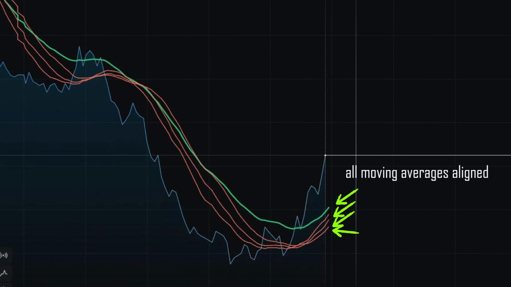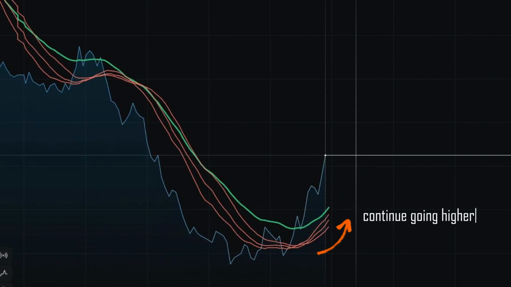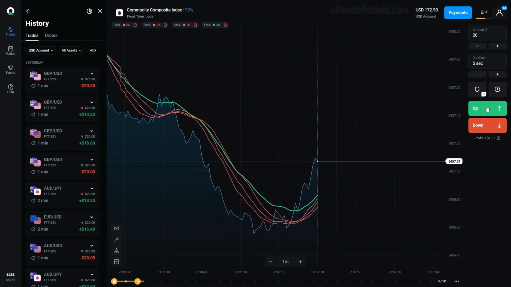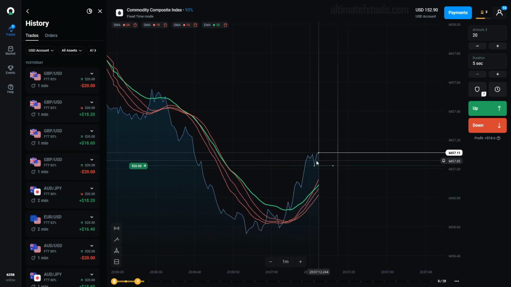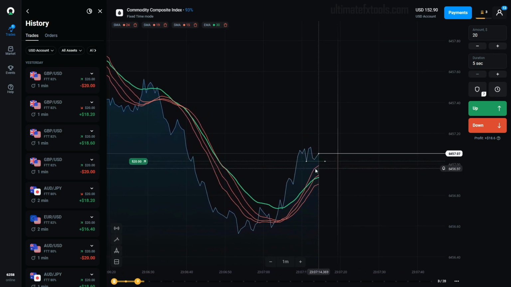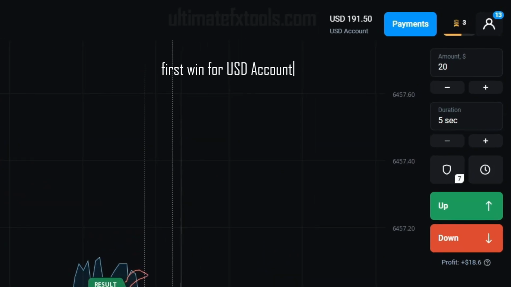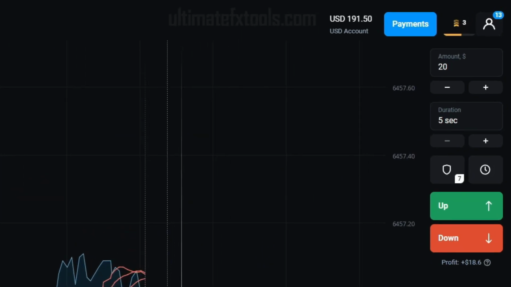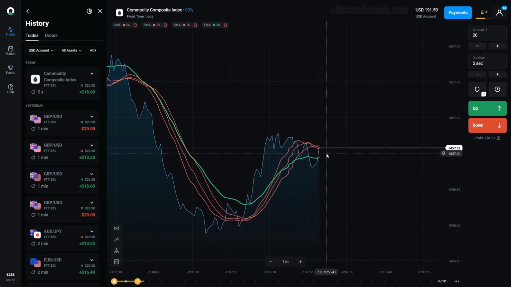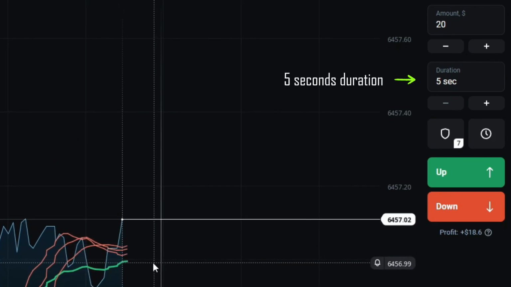Whenever all lines align with each other, there's a high chance that the trend will continue going higher for the next few seconds. Let's go trade up. We have our first win for our USD account. Let's trade with another one. Make sure to trade on a 5-second purchase or expiry time.